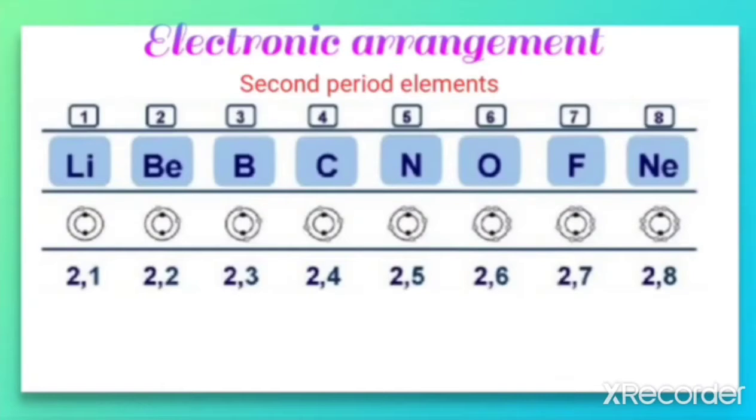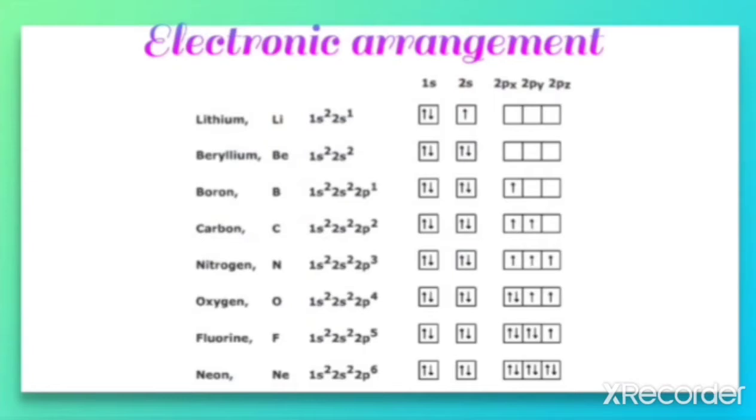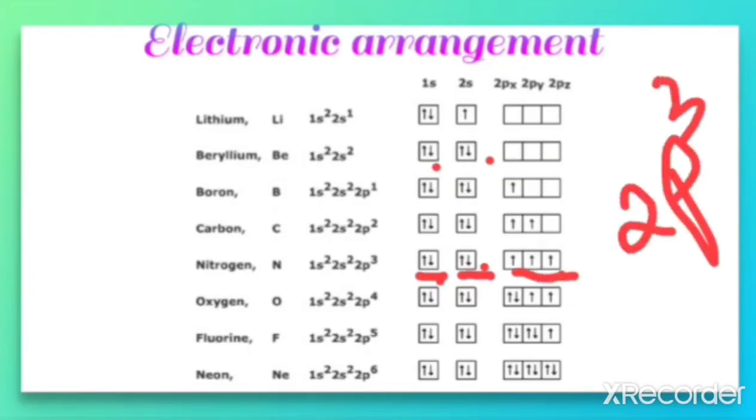Next factor, that is electronic arrangement. When we talk about the electronic arrangement for the second period elements, the elements are lithium, beryllium, boron, carbon, nitrogen, oxygen, fluorine, neon. When we write down the electronic configuration in orbital form, it will be in this way. In this, it is clear that an element like beryllium has a fully filled orbital, and an element like nitrogen has a half-filled orbital. Why? Because 1s2 is fully filled, 2s2 is also fully filled, and 2p3 is half-filled. So fully filled and half-filled orbitals are more stable, that is, they have a stable configuration.